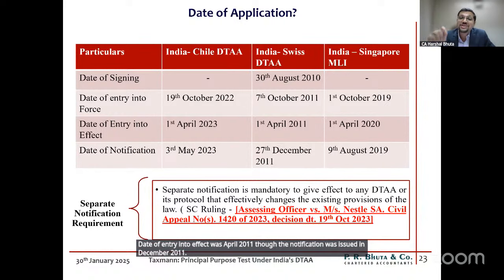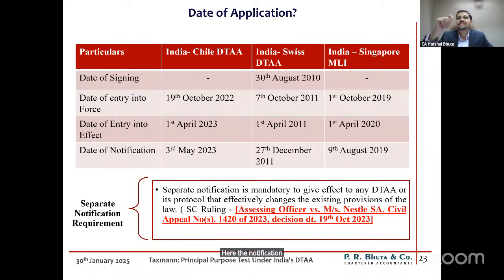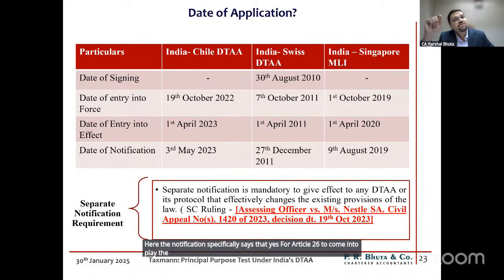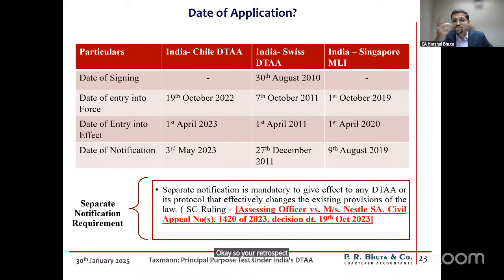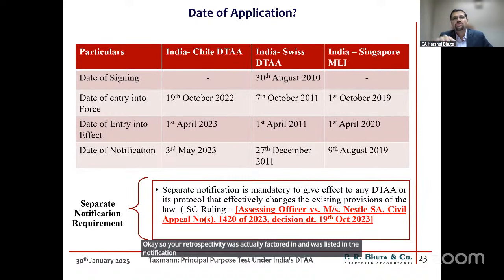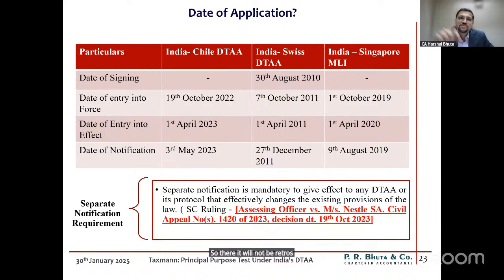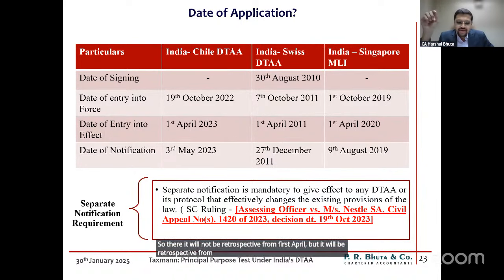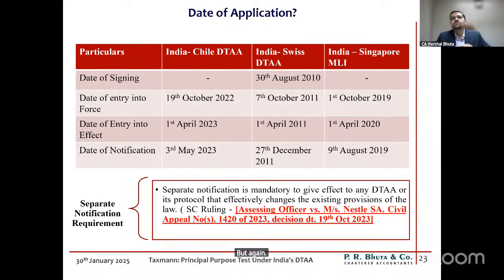Here the notification specifically says that yes, for Article 26 to come into play, the date of entry will be 1st April only. So here retrospectivity was actually factored in and was listed in the notification itself. Where it is not listed, let's say India-Chile, there it will not be retrospective from 1st April, but it will be prospective from 3rd May.